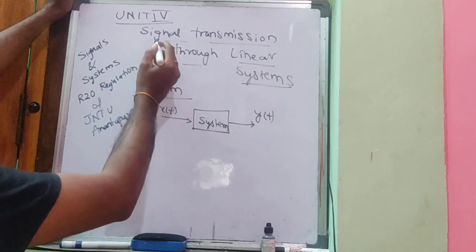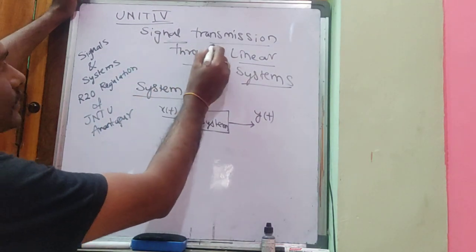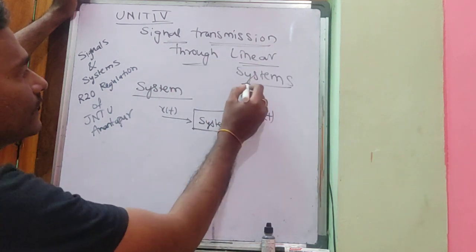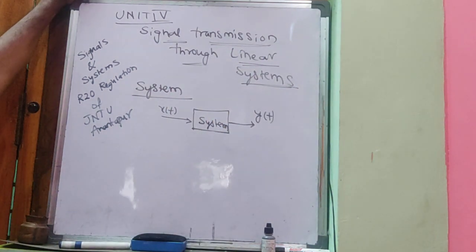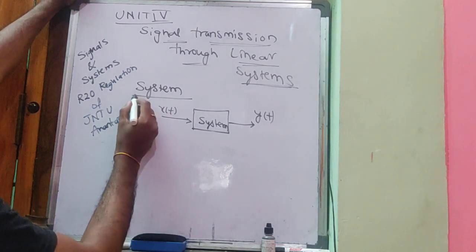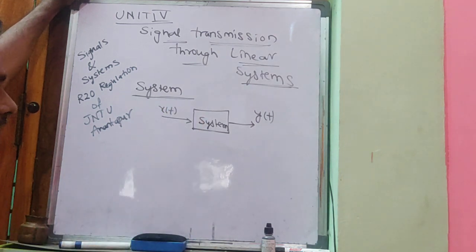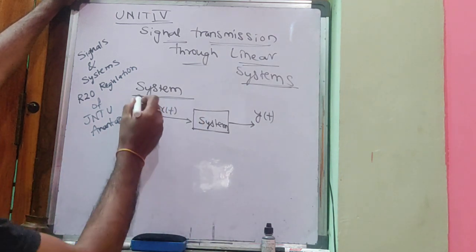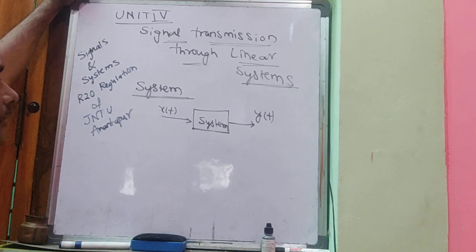The unit number 4 is signal transmission through linear systems. And the first thing we need to know in this unit is what is a system. So this is very important.